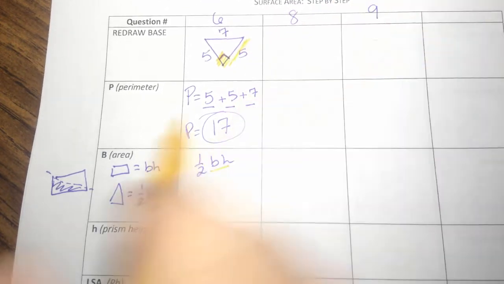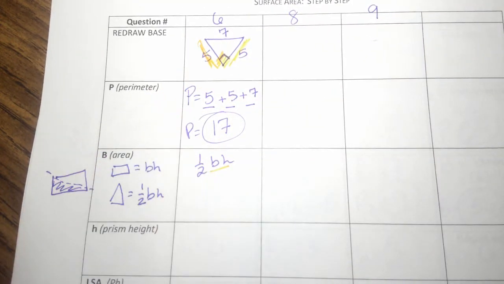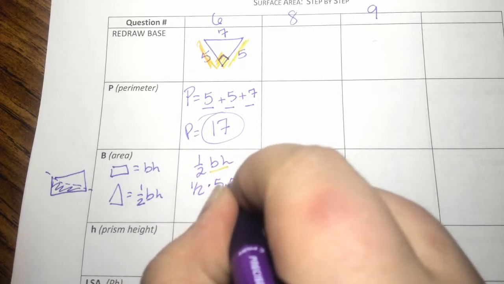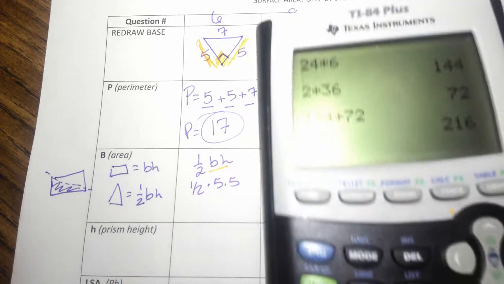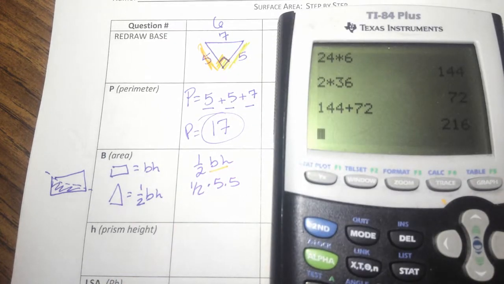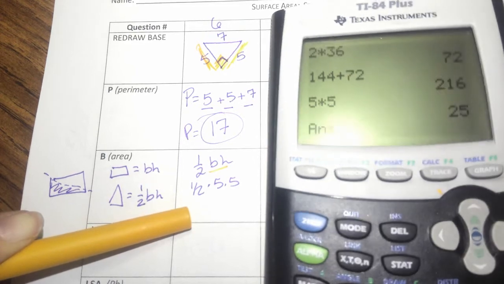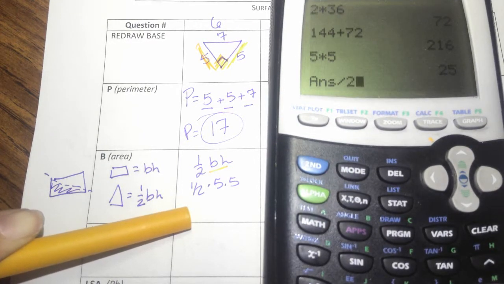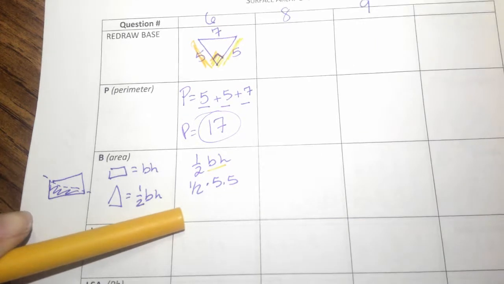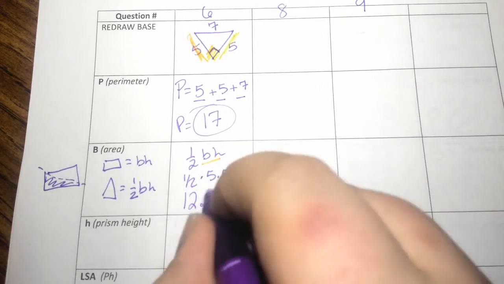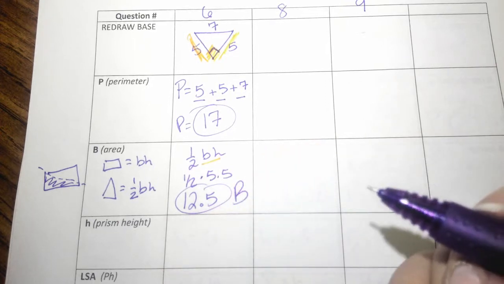So now I need to know what are the 2 numbers that make the 90-degree angle. That would be this side and this side, or 5 and 5. So we've got 1/2 times 5 times 5. We've got 5 times 5, and we want half of that. Multiplying by a half is the same as cutting it into 2 pieces or dividing it by 2. We get 12 and a half. And that's for big B.